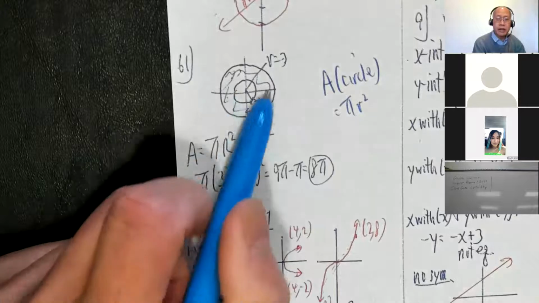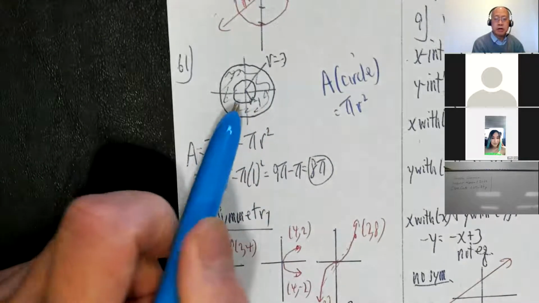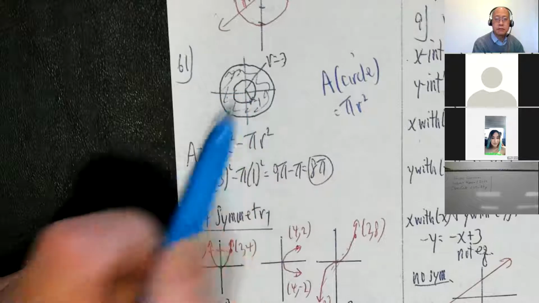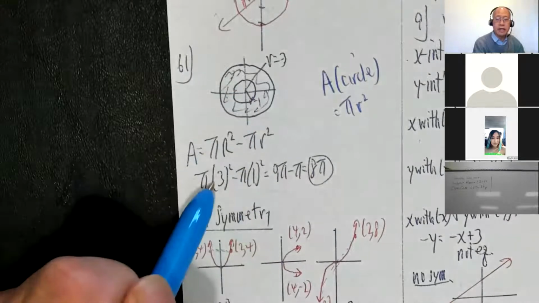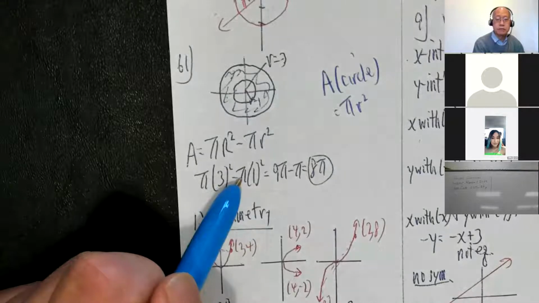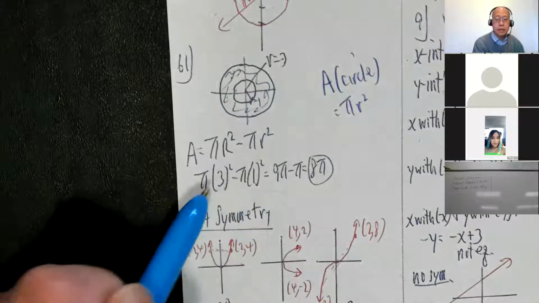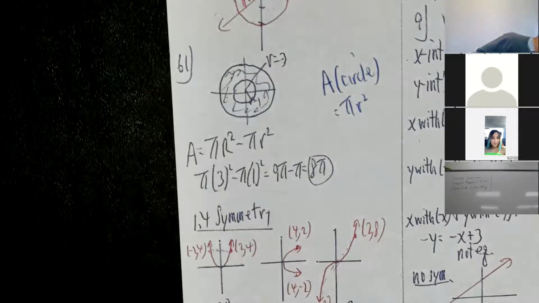So it's pi times the bigger radius squared minus pi times the smaller radius squared. The bigger radius is 3. So pi times 3 squared minus pi times 1 squared. That's 9 pi minus pi. 8 pi is my answer.